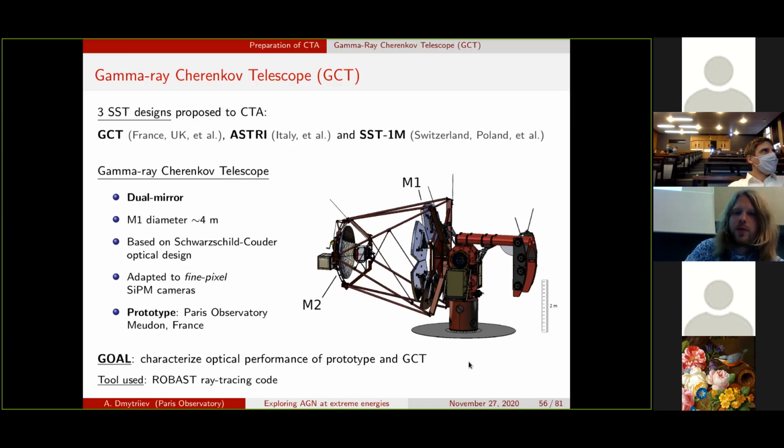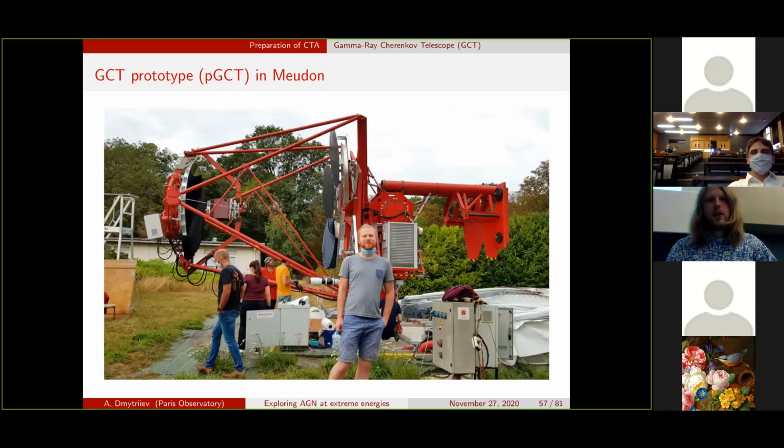And so a prototype was built to validate the design. The prototype was constructed at the Meudon site of Paris Observatory. My goal was to characterize the optical performance of GCT and the prototype using a robust ray tracing code. Here you can see the prototype installed on the Paris Observatory site. This is M1 composed of 6 actually circular petals, of which up to recently 2 were real mirrors and the other 4 were dummies. This is the secondary mirror.